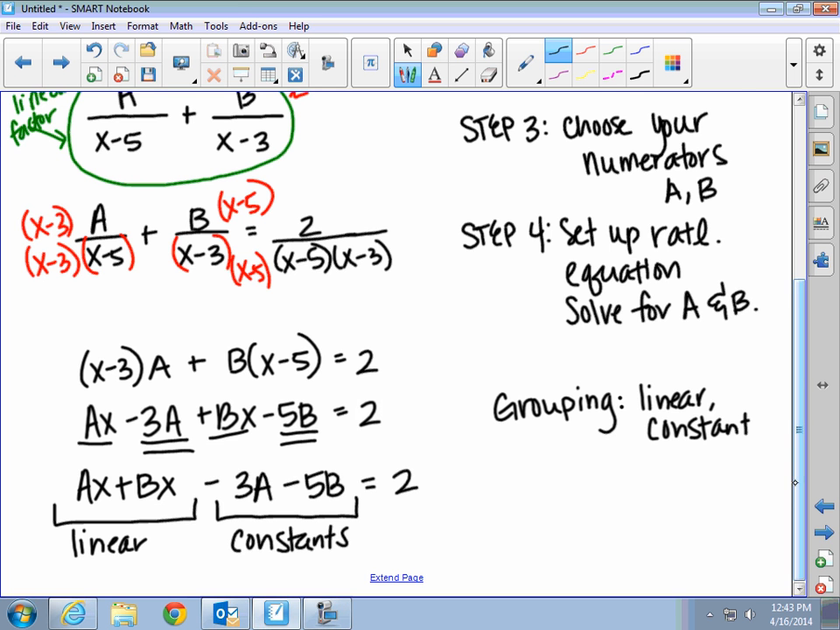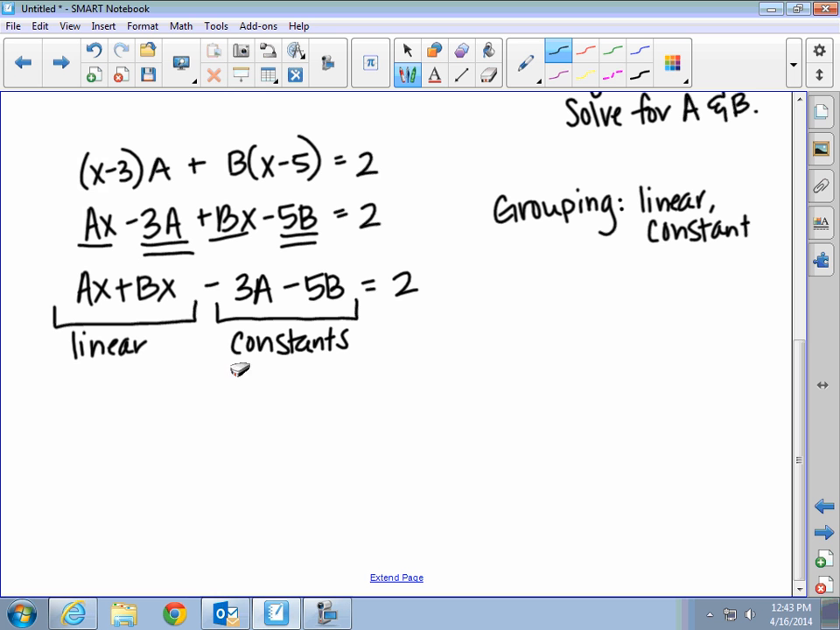Okay, now here's how you need to think about this. Really, instead of having a 2 here, we should change it, and I'm just going to cross it out and change it. It's 0x plus 2. There are no linear parts over there because there is no x on the other side. Does that make sense? Can you give me a nod? Okay, there's no x's on the other side. So you're going to set up a system.